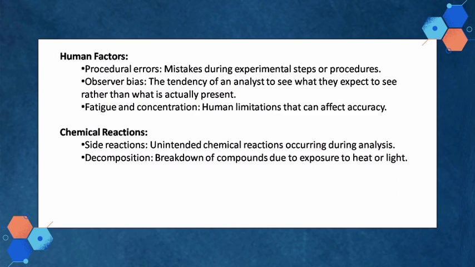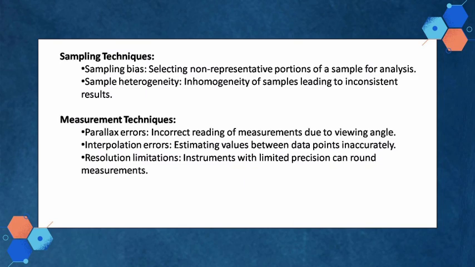Fifth, chemical reactions. Under this, side reactions, unintended chemical reactions occurring during analysis. Decomposition, breakdown of compounds due to exposure to heat or light. Sixth, sampling techniques. Under this, sampling bias, selecting non-representative portions of a sample for analysis. Sample heterogeneity, inhomogeneity of samples leading to inconsistent results.